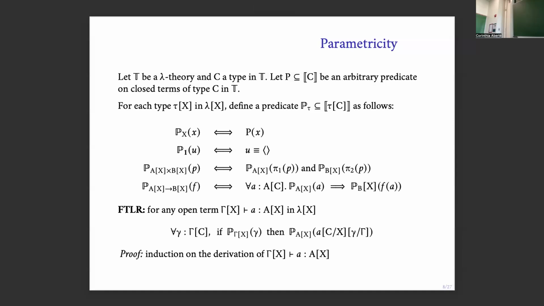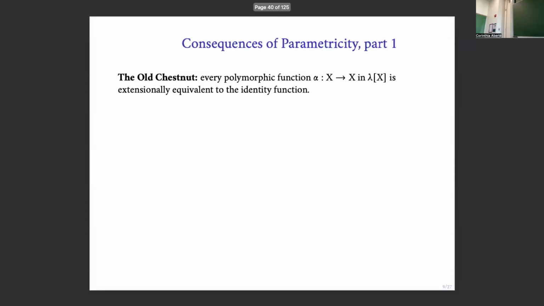And once again, the proof is by induction on the derivation of this in simply typed lambda calculus. And so what's cool about this is that it has a bunch of really interesting consequences, some of which you might be familiar with. So first off, we have this old chestnut. Every polymorphic function from X to X is extensionally equivalent to the identity function. And that just means for every possible function you can substitute in here and any argument you can apply it to, it just gives you exactly that argument back. And so let's see how we prove that.